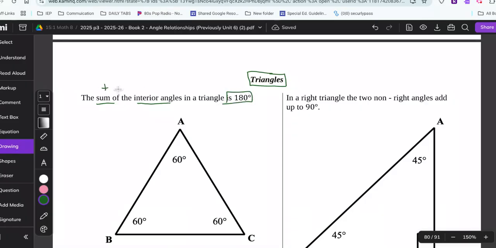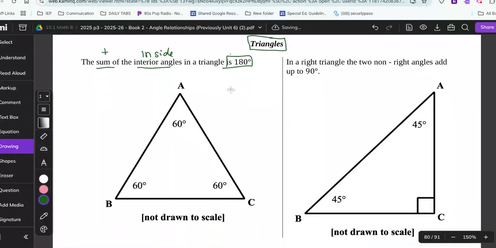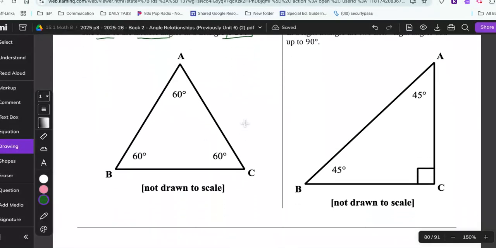So sum was when you add, interior is inside of a triangle is 180. So let's take a look here, okay? We have a 60-degree angle. We have a 60 and 60. If we were to add 60, 60, and 60 together, that would give us 180.